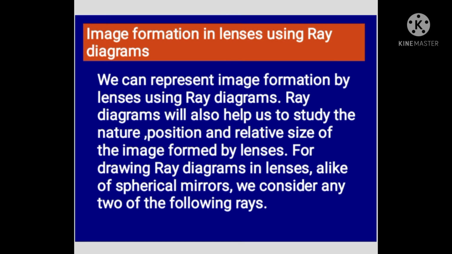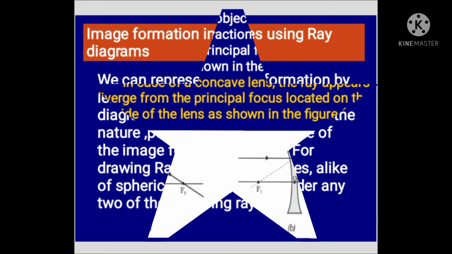Our next topic is image formation in lenses using ray diagrams. We can represent image formation by lenses using ray diagrams. Ray diagrams will also help us to study the nature, position and relative size of the image formed by lenses. For drawing ray diagrams in lenses, like in spherical mirrors, we consider any two of the following rays.